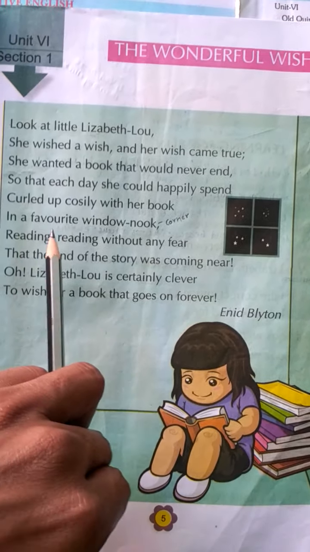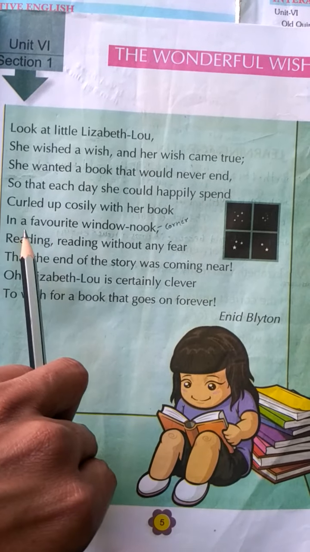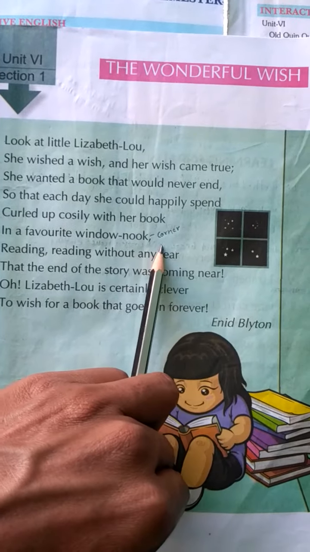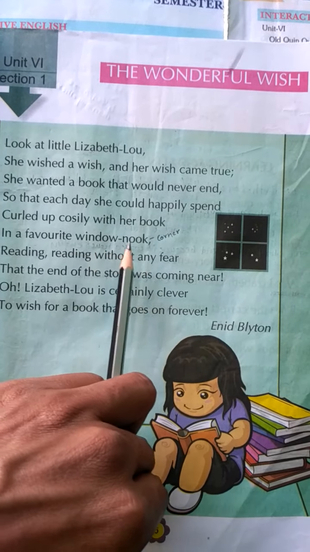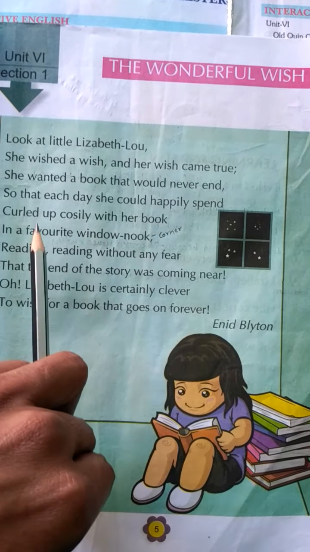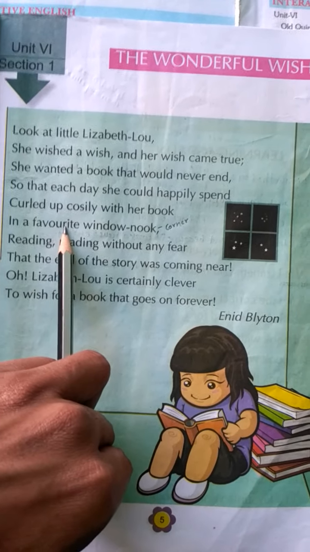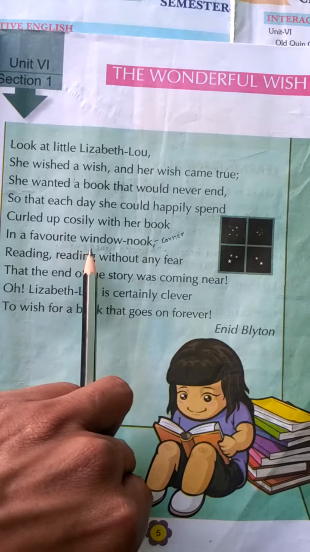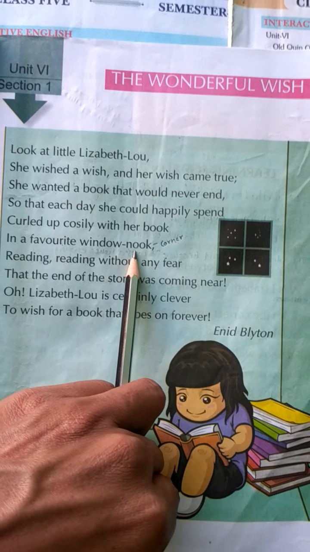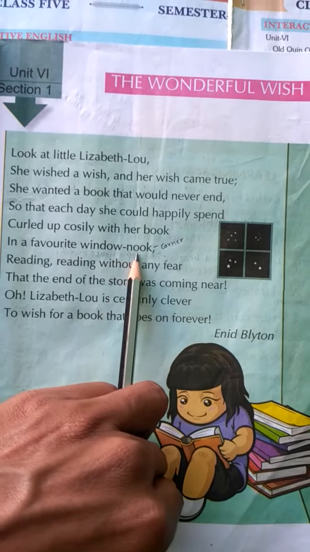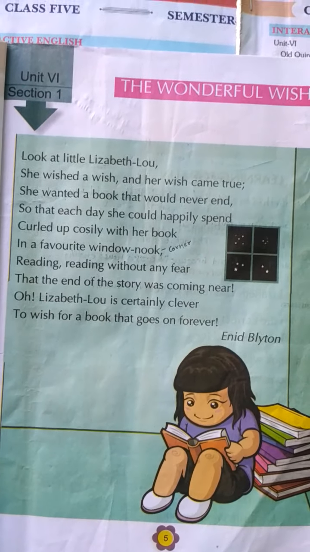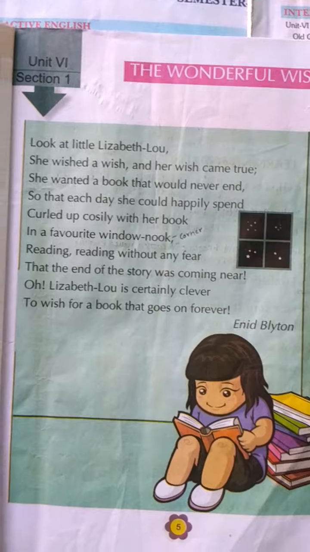She can sit in her favorite place. What is a favorite place? Favorite window nook. Nook means corner, means near the window there was a corner, and that was her favorite place. Whose favorite place? Little Elizabeth Love's favorite place was near the window, the corner, the nook. Reading without any fear that the end of the story was coming near.